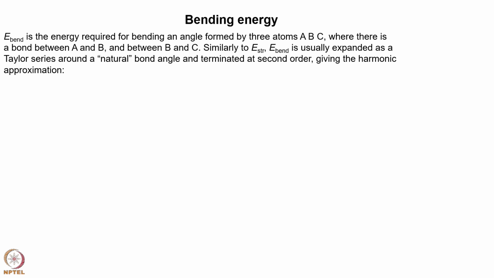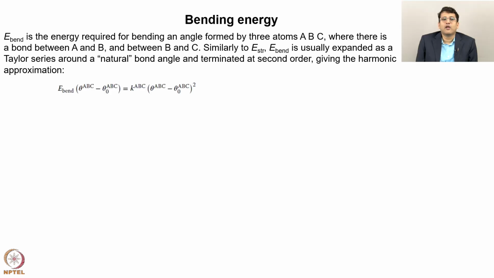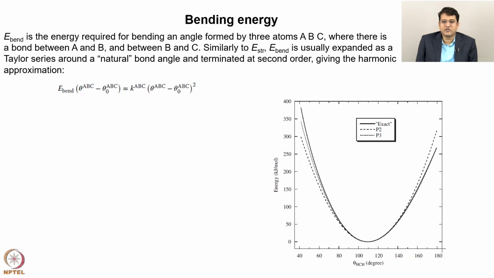Now, the bending energy is required for bending an angle formed by three atoms A, B, C, where there is a bond between A and B and between B and C. Similar to E stretching, bending is usually expanded as a Taylor series around a natural bond angle, which is the equilibrium bond angle, and terminated at second order, giving the harmonic approximation. So, this is how it looks. Here you see the harmonic approximation generally gives a pretty good agreement, at least near the equilibrium.